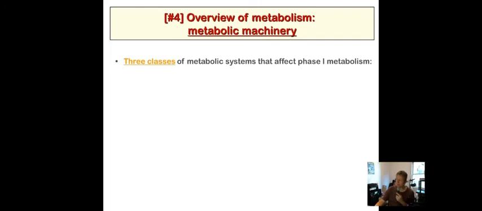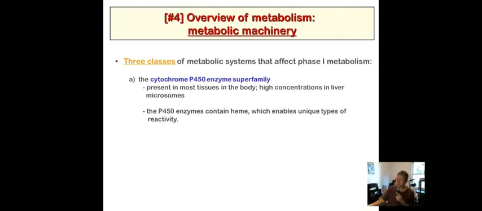So there's 3 classes of metabolic systems that affect phase 1 metabolism. The first are the cytochrome P450 enzyme family members. They're present in most tissues, but they're really found in liver. So a lot of these phase 1 metabolic reactions occur in the liver. They contain heme, and heme contains iron, and iron allows some really cool types of reactivity that are maybe less familiar in biological reactions and enzyme reactions.